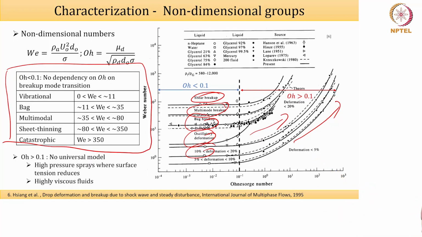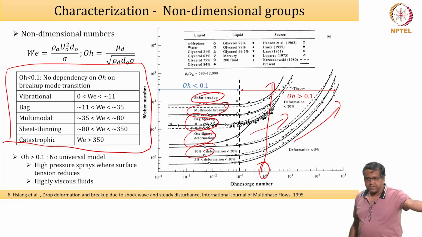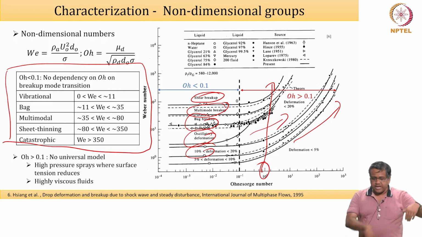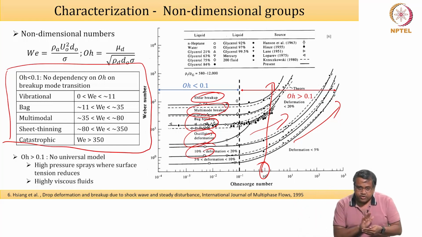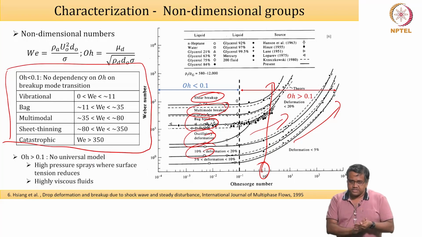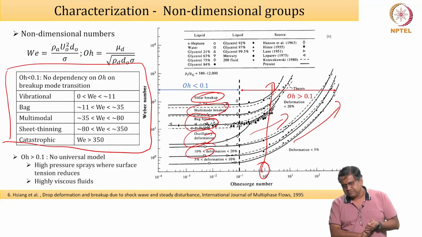So that means if you are at an Ohnesorge number of say 1, your modes of breakup will typically require a much higher Weber number. If you want to go now to the shear breakup mode, your Weber number has to be like 3 or 4 times higher than what you normally encounter. If it happens at 100, it will happen at 300. That means you require higher aerodynamic forces, or in other words, you need higher velocities, higher pressure, higher vorticity.